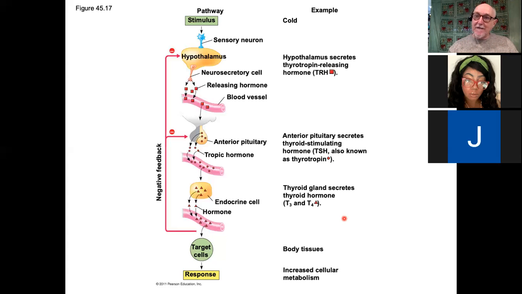So this is a very complex system, right? It's a cascade of hormones, and then the hormones have various effects. It's a typical endocrine cascade.